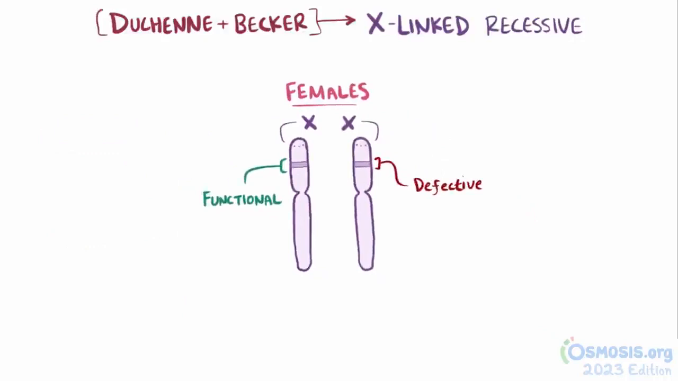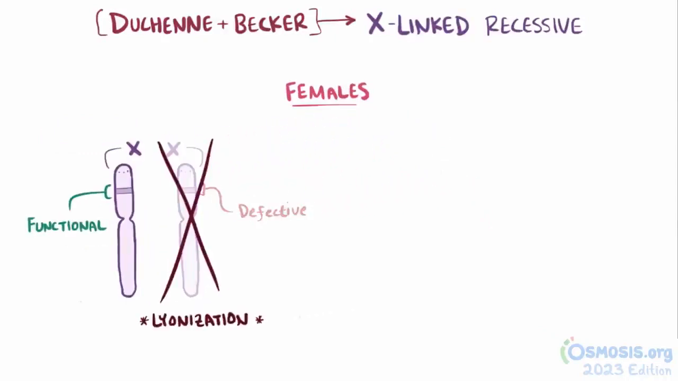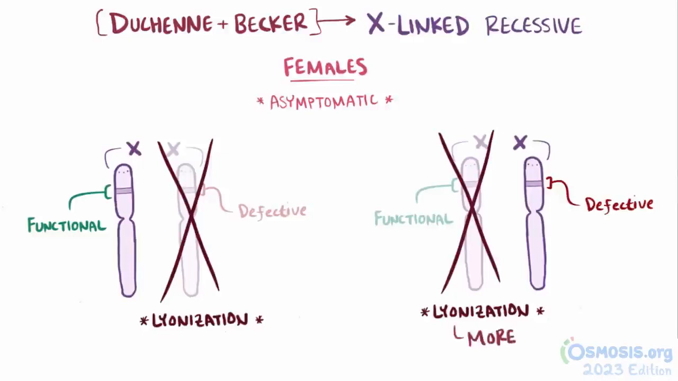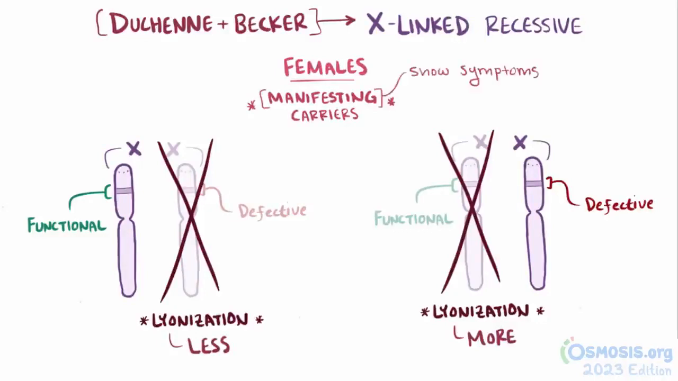In females, though, only one X chromosome gets expressed, and the other is inactivated, called X inactivation or lyonization. Now, if this inactivation's random, you'd expect about half of the female cells to have a functional dystrophin gene, and the other half to have a defective dystrophin gene. And these people are typically asymptomatic. Having said that, if more cells end up with the defective dystrophin gene, and less with the functional one, they can end up being manifesting carriers, meaning that they show some symptoms.